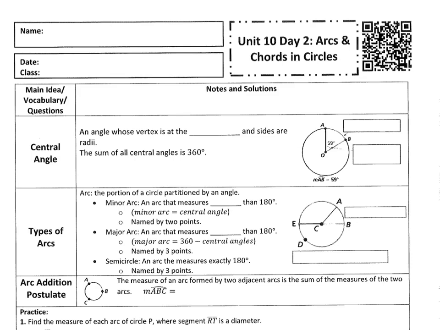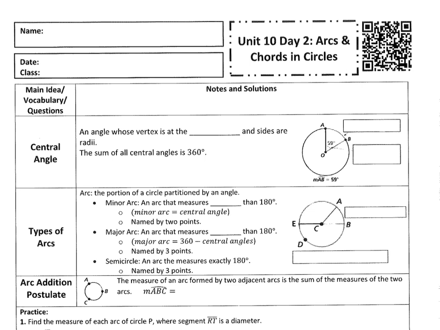Again, if you're following my color scheme, we're using pink, dark green, and light green highlighter for today. Those are the things we're going to be using. So like I said last time, once we've learned about circles, we're going to slowly add theorems and postulates for each of the vocabulary words that we learned about.